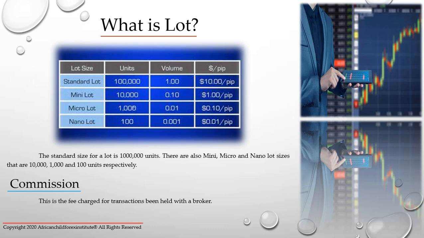Now, commission is the fee you're charged for every transaction held by the broker. Let's say, for instance, when you hold a transaction and you make a profit, you're charged a commission. It could be just 2%. It's not really that much, but there's a commission for however many trades you make. It's just a few percent of whatever you make per trade.